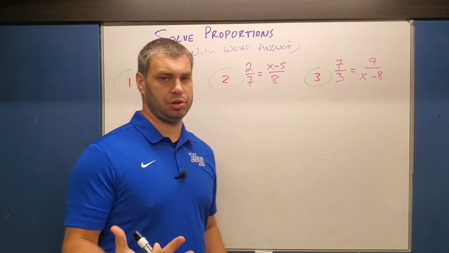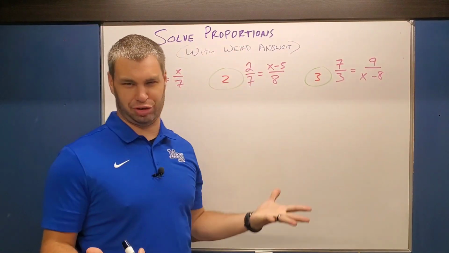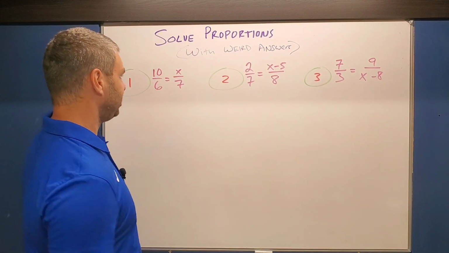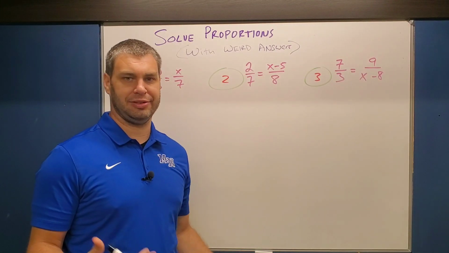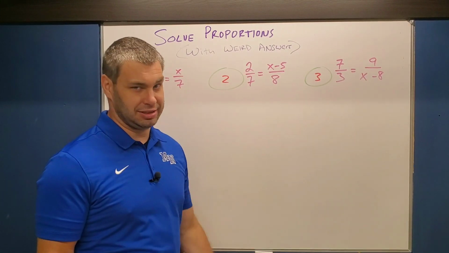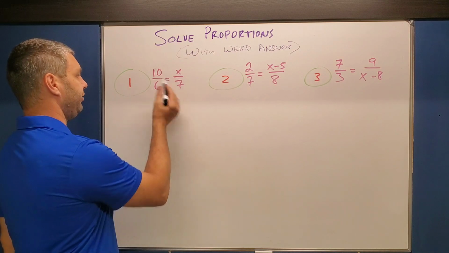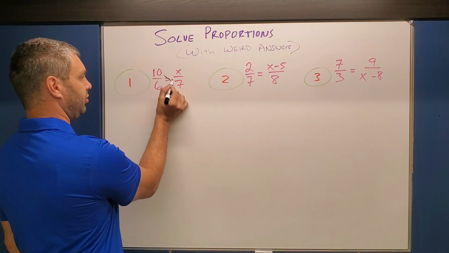All right, today we're going to solve some proportions, and you'll notice here it says with weird answers. Sometimes when we cross multiply to solve our proportions, the answers that we get aren't nice numbers. This is going to be some great examples of that. For example, this first one, remember we solved proportions by cross multiplying.